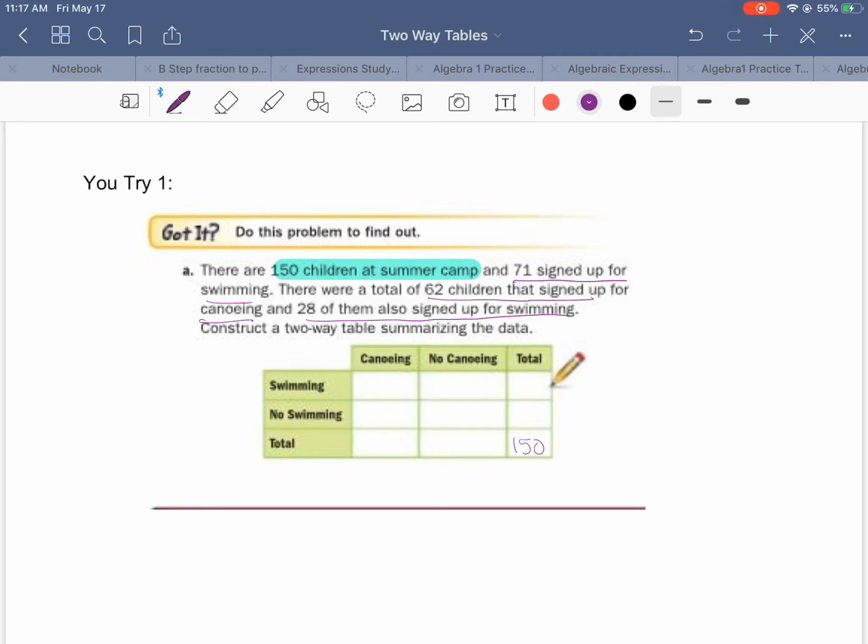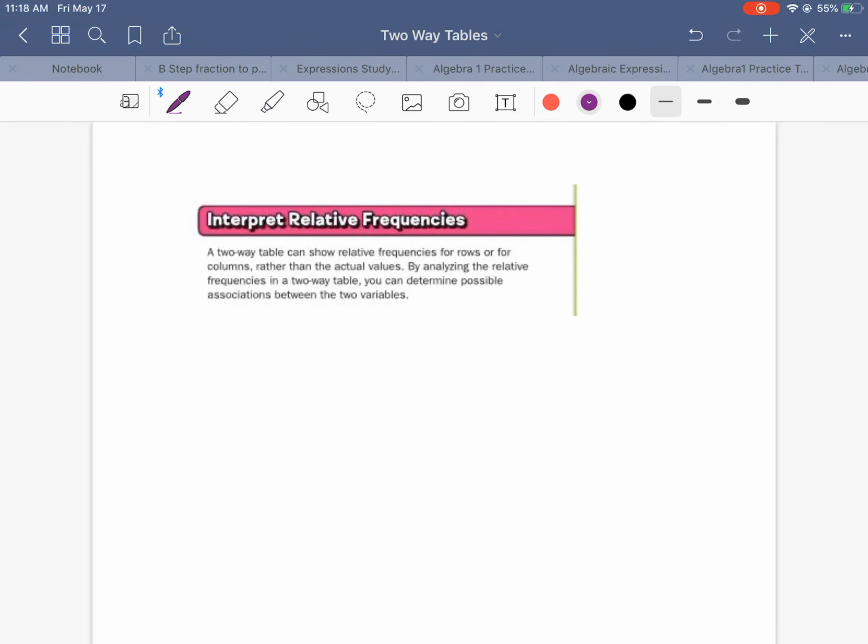Okay, so try that. Fill it in. Make sure you show this to your teacher so we can check it all. Okay, and then go on to the next page.